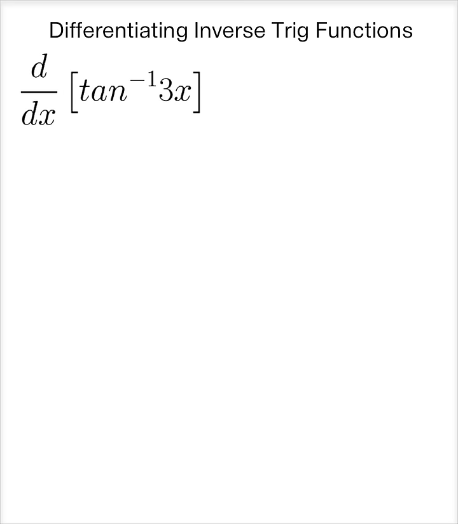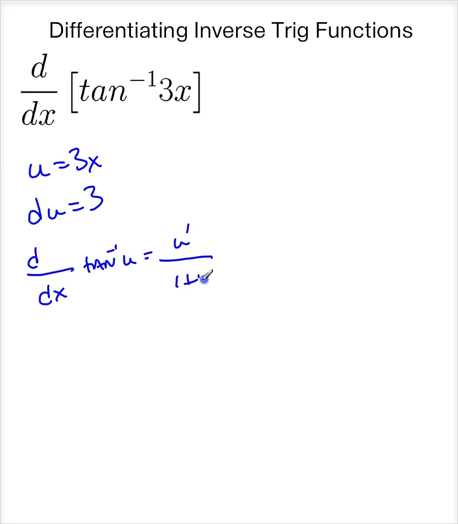Now, if I'm trying to take the derivative of the inverse tangent of 3x, then I know u is 3x, u prime is 3, and the derivative with respect to x of the inverse tangent of u is u prime divided by 1 plus u squared. So this becomes 3 divided by 1 plus (3x) squared, or 3 divided by 1 plus 9x squared.